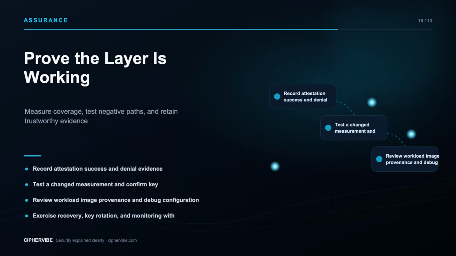Collect evidence that the intended control applies to the correct scope and that violations become visible. First, record attestation success and denial evidence. Second, test a changed measurement and confirm key release fails closed. Third, review workload image provenance and debug configuration. Fourth, exercise recovery, key rotation, and monitoring with safe test data. Test both normal activity and a safe negative case in an authorized environment.